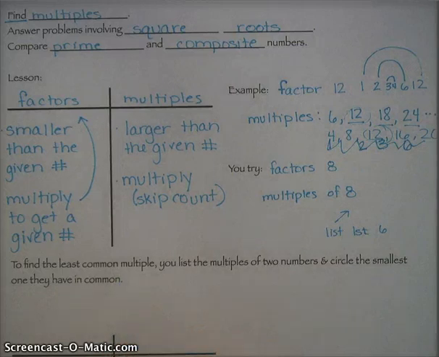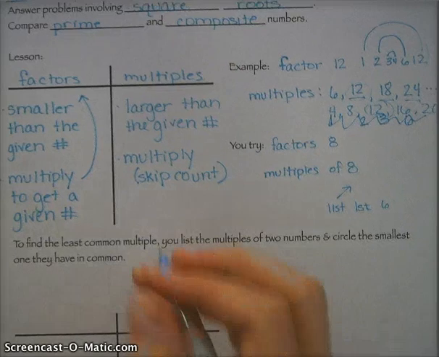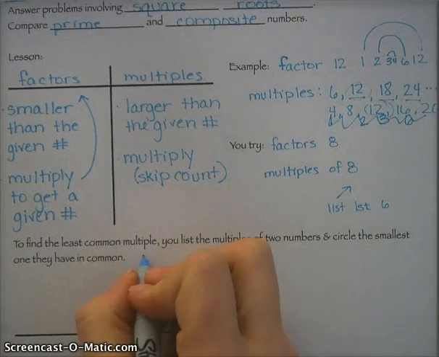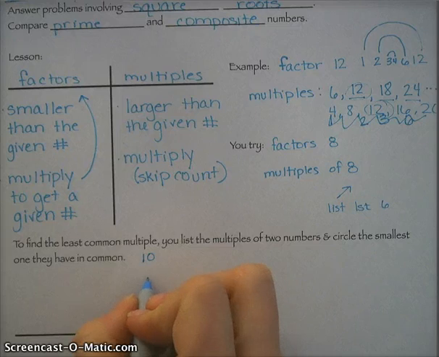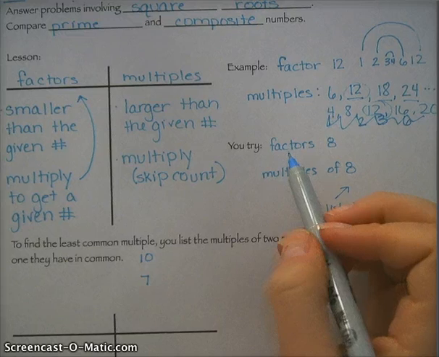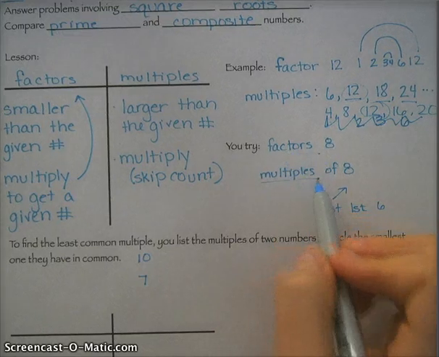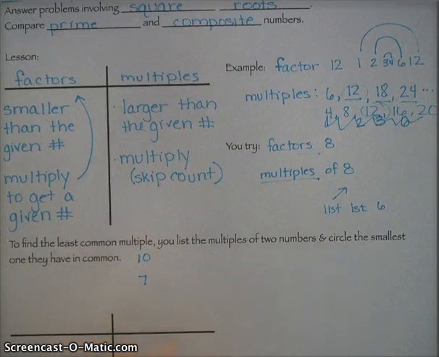Then, after you finish that, come down here, list the multiples of 10 and the multiples of, let's say, 7, and find the least common multiple to circle. So I'm going to be looking for you to answer these ones: find the factors and multiples. Then I want you to find the multiples only here and then circle the least common one.